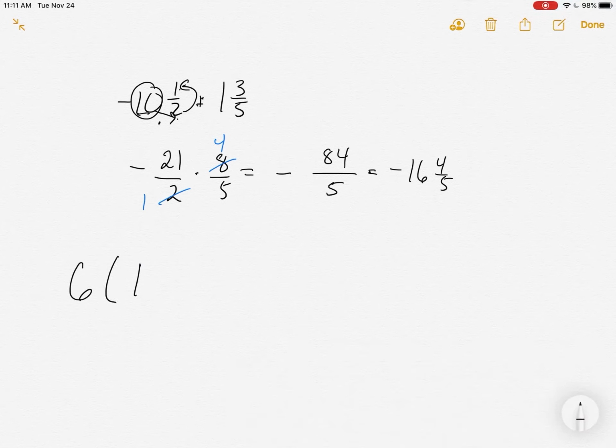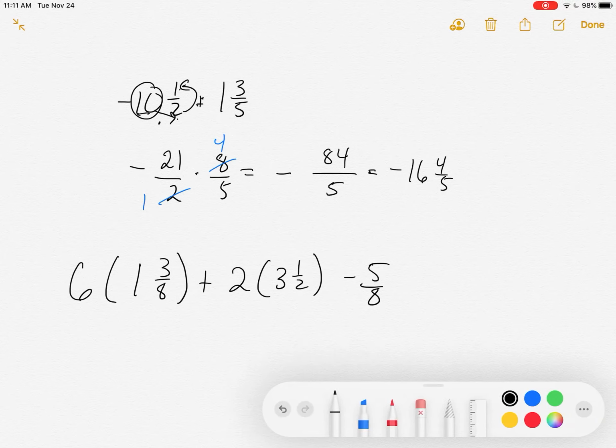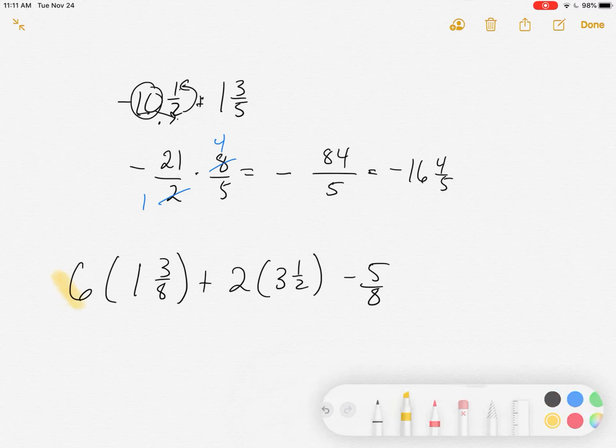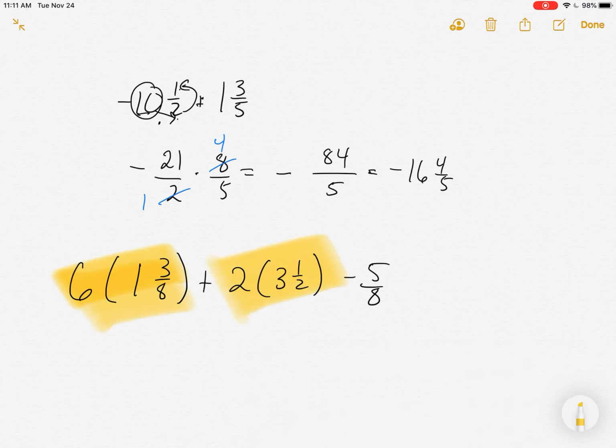6 times 1 3/8 plus 2 times 3 1/2 minus 5/8. Hopefully you remember your order of operations, that we need to do multiplication first. So if I'm going to multiply these items, there's two multiplications that take precedence. Let me highlight them for a minute. We have to do this multiplication and this multiplication before we do any addition and subtraction.